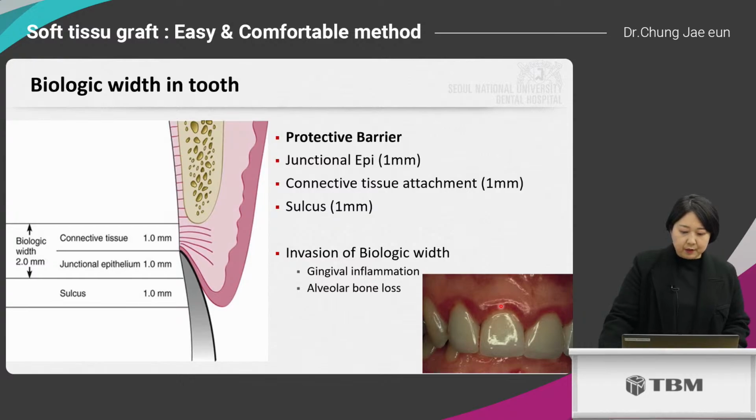The amount of biologic width around tooth is about 2 mm, that is 1 mm of connective tissue attachment and 1 mm of junctional epithelium.